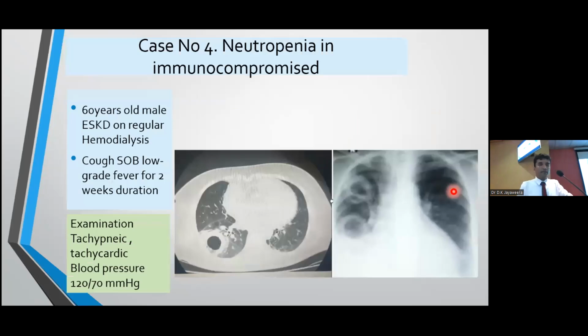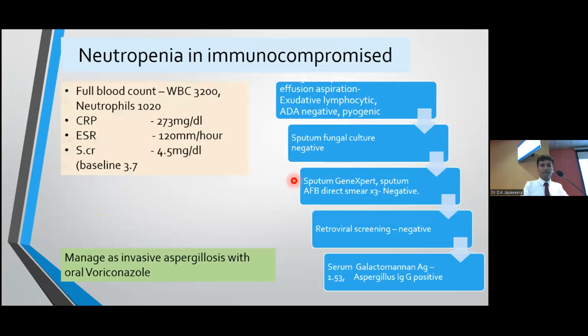And so this is another interesting patient. This patient is a 60-year-old male who presented with end-stage renal disease and was on regular dialysis. And he presented to us with a cough and shortness of breath with low-grade fever for 2 weeks' duration. On admission, the patient was dyspneic and tachypneic. So we did a chest X-ray. It shows there are two thick-walled cavitated lesions on the right side of the lung. And we did an HRCT of the chest, which also showed the same things.